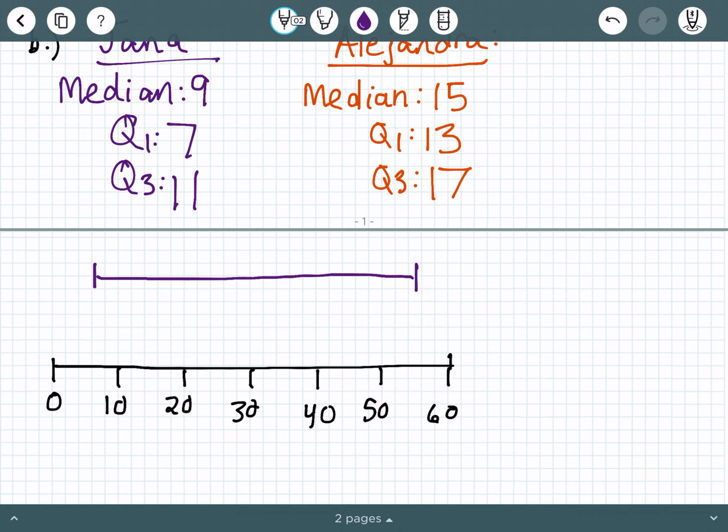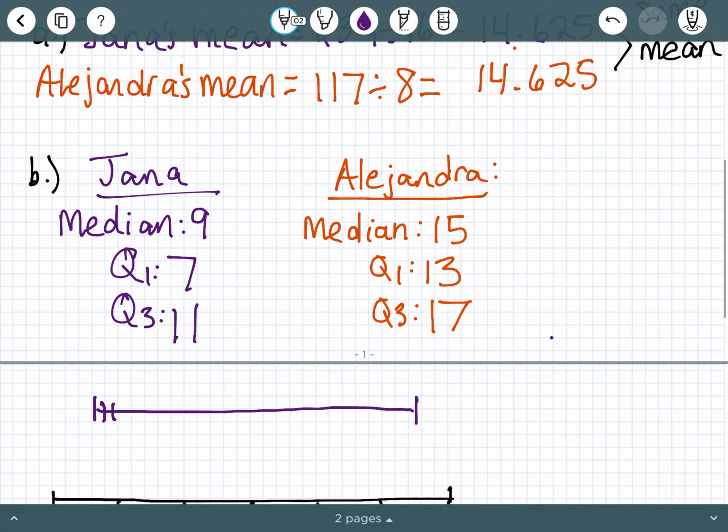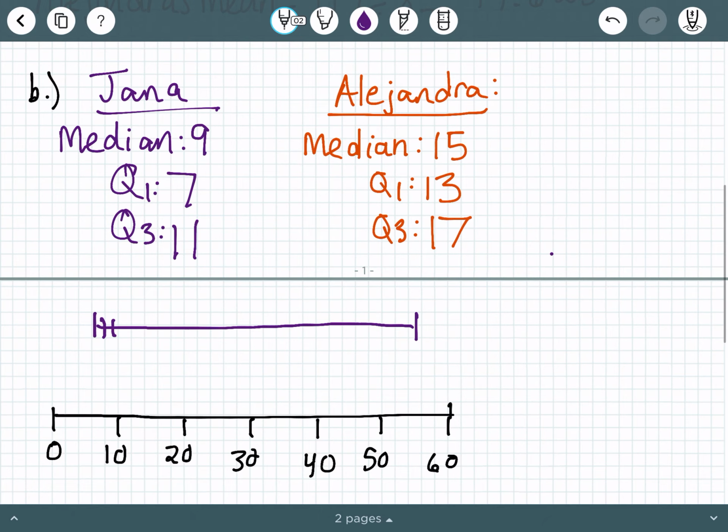Now for our box plot, we need to plot the median, first quartile, third quartile. So our median was 9, so it's going to be right below 10. The first quartile was 7. So it's going to be right about here. And then our third quartile for Jana was 11. So that's going to be just right above 10. So there is Jana's.